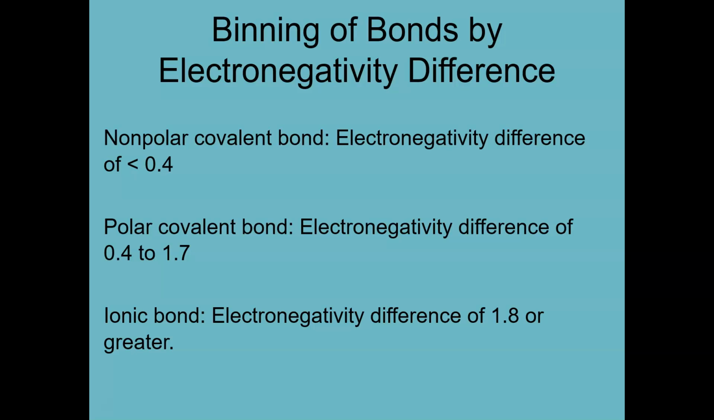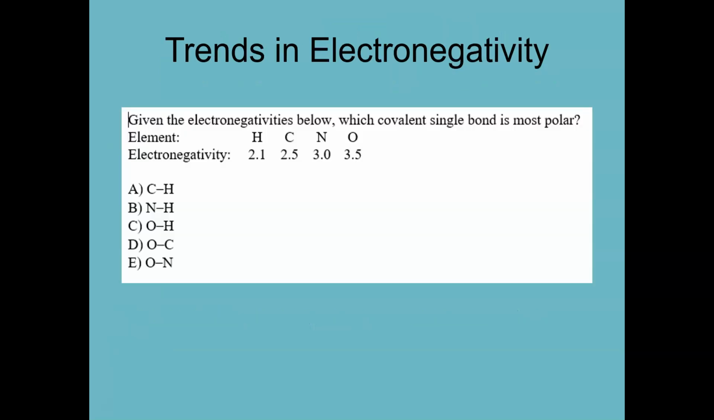I could think of one or two specific examples that don't fit these bins, but for the purpose of our class and our discussion, we're going to use these three bins and these numbers to classify things as polar covalent, non-polar covalent, and ionic. So we can try a problem.